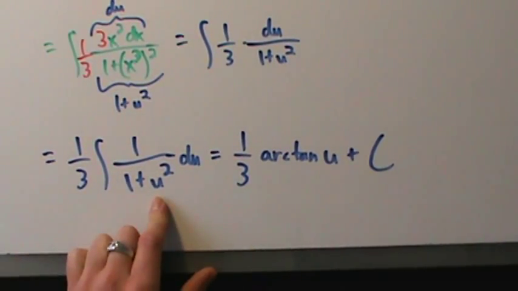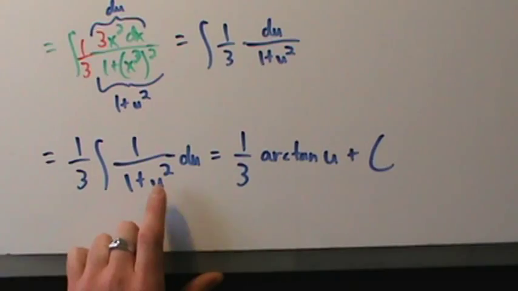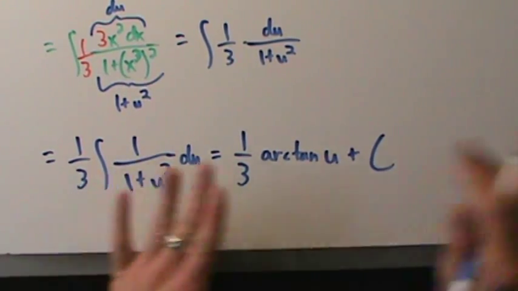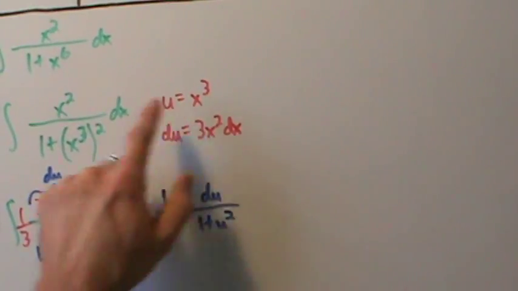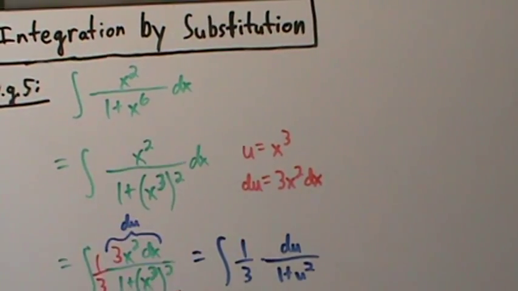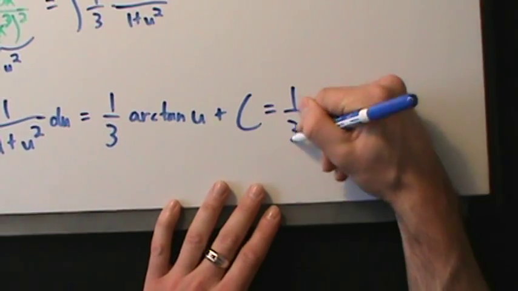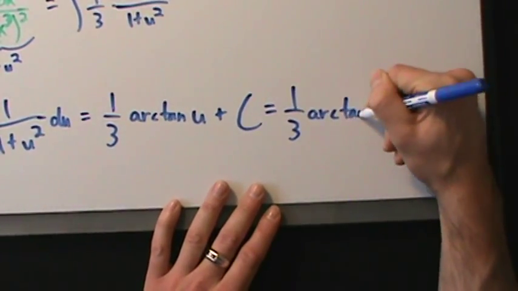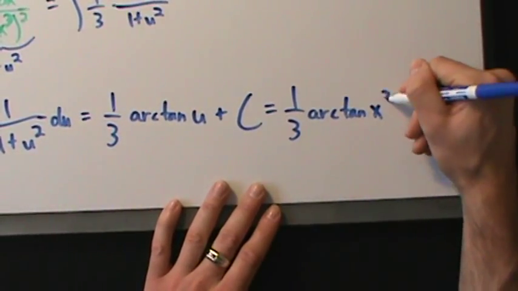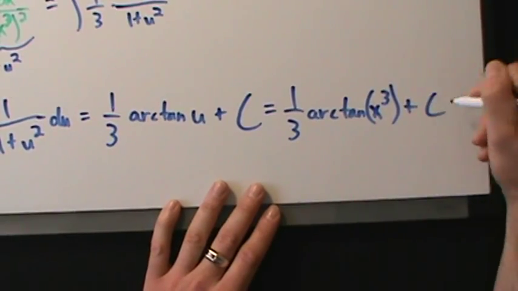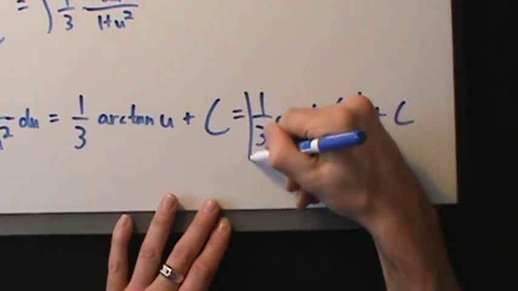So remember, we're just integrating 1 over 1 plus u squared du, and when we integrate that, we just get arctangent of u. So we're not done yet, right? We have to go back to x. Our original problem was in terms of x, so we have to express our answer in terms of x, because it's indefinite. So this is 1/3 arctan of x cubed, and then plus c. Okay, so that's the answer there.